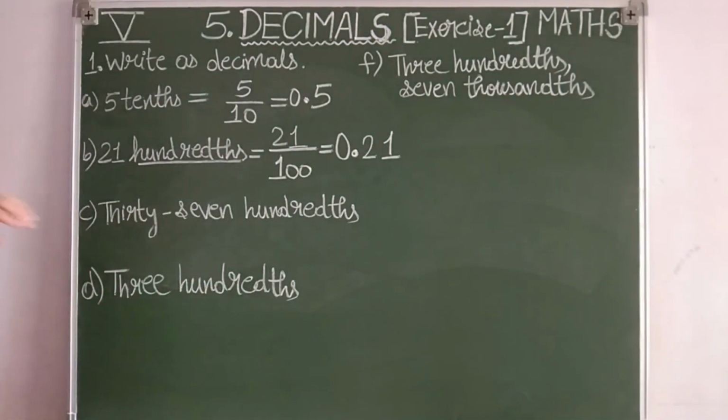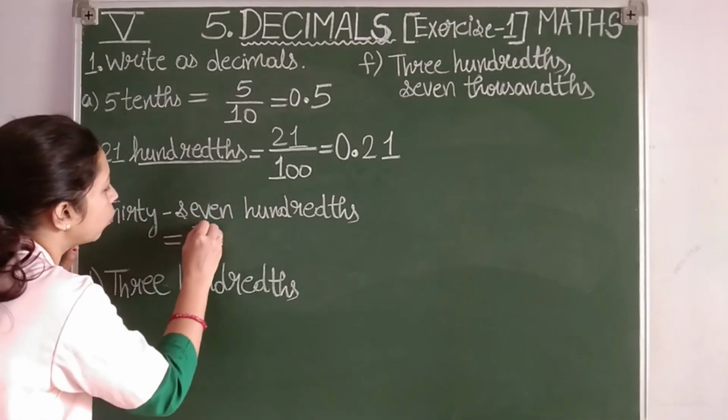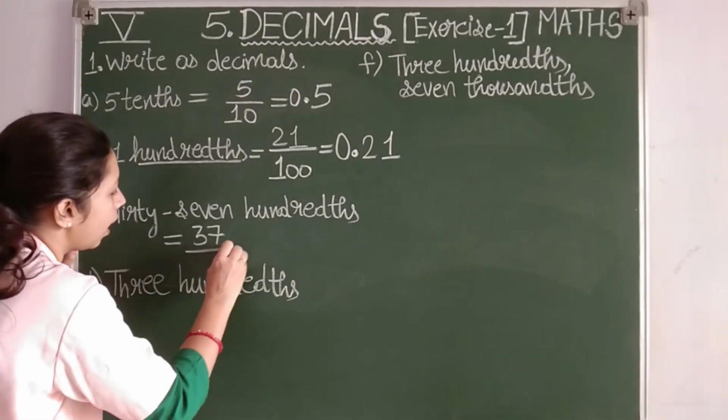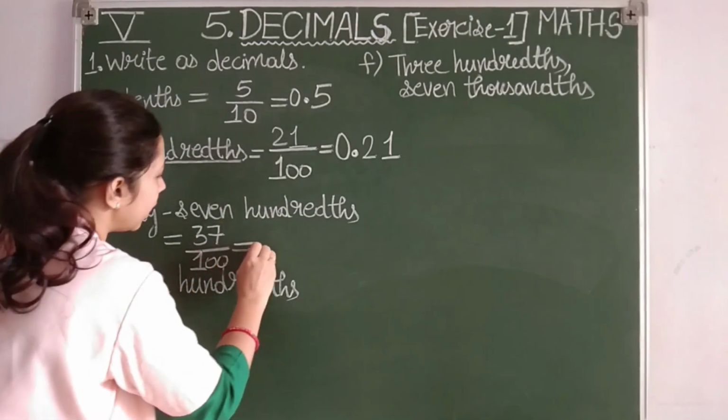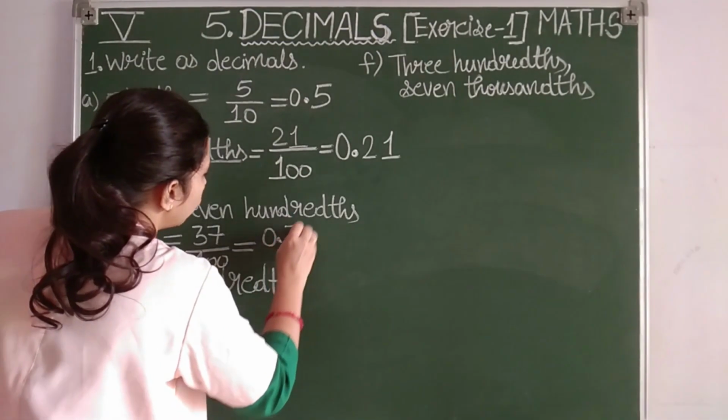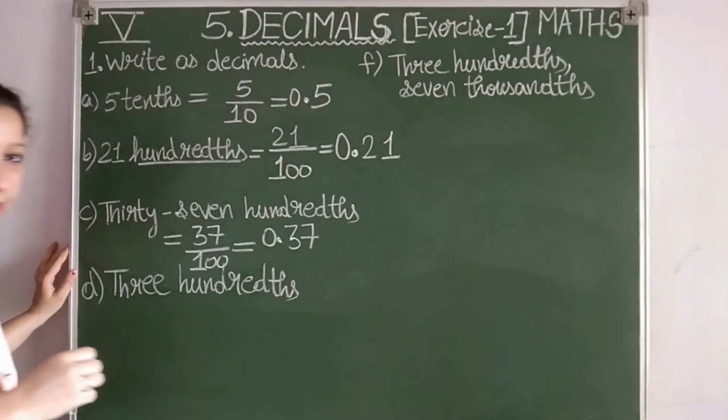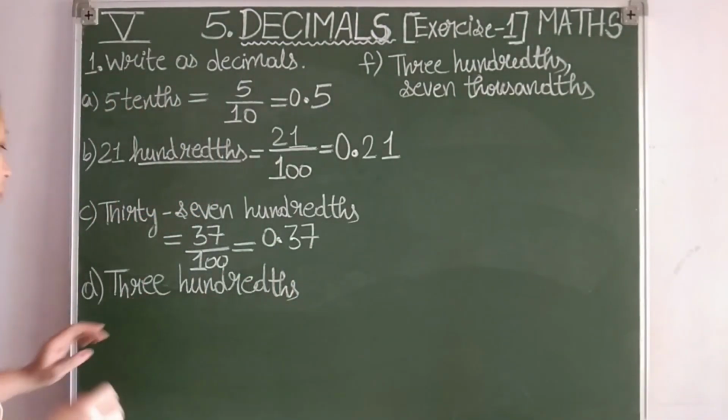Clear? Now let us see 37 hundredths. Now I hope it is very clear to you. Simply I'll write 37 upon 100, and again you can see 100, that means after the point 2 digits you are going to write. Clear? Then 3 upon 100.